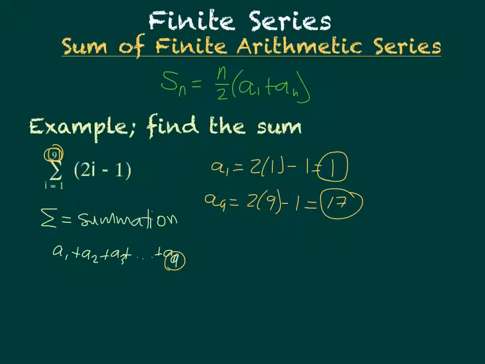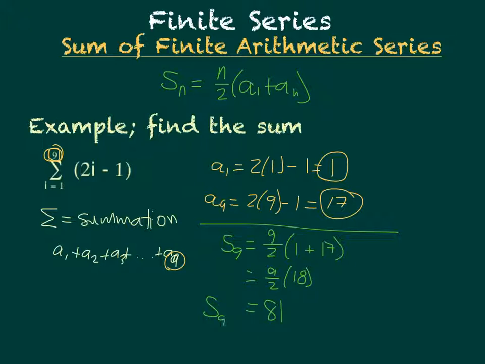Now if I actually apply the formula, S sub 9, the sum of the first 9 terms, is equal to 9 over 2 times a sub 1, which is 1, plus a sub 9, which is 17. So that means I have 9 over 2 times 18, which is 81. So S sub 9, the sum of the first 9 terms, is 81.